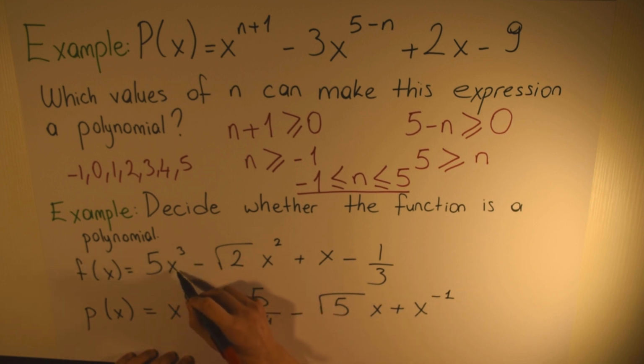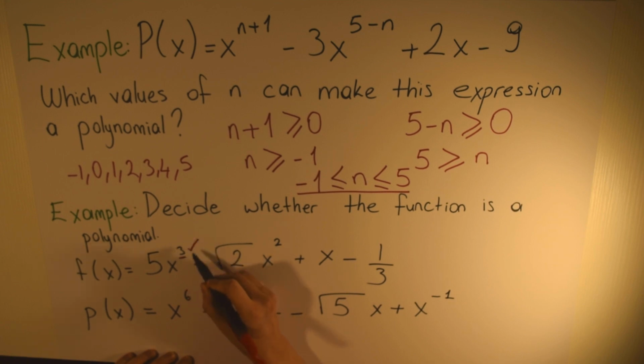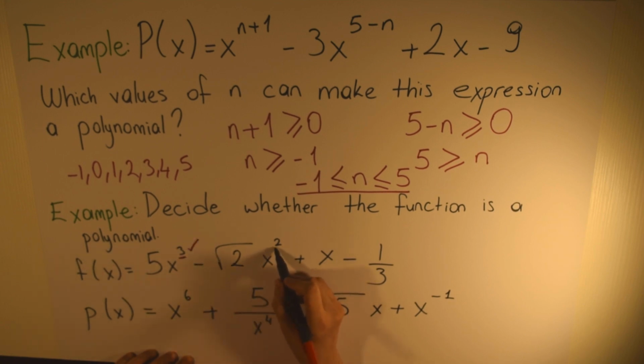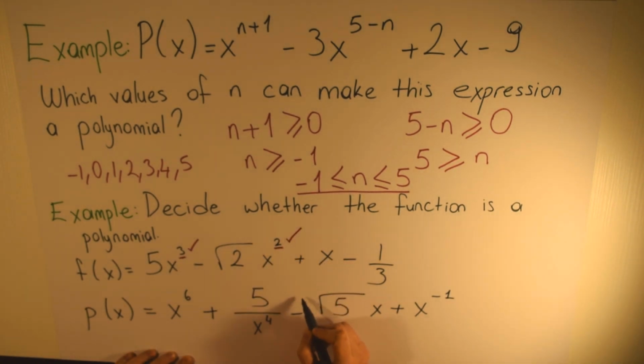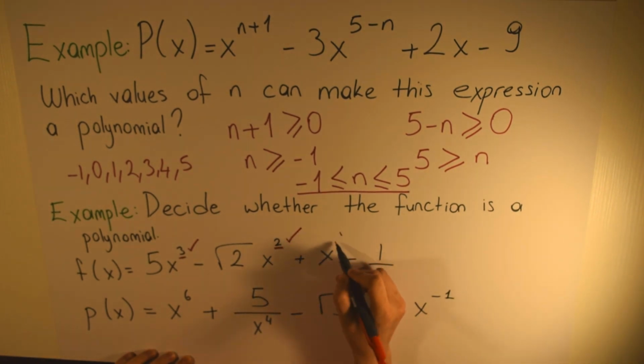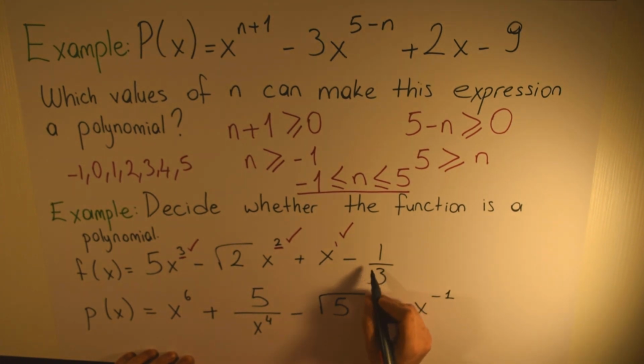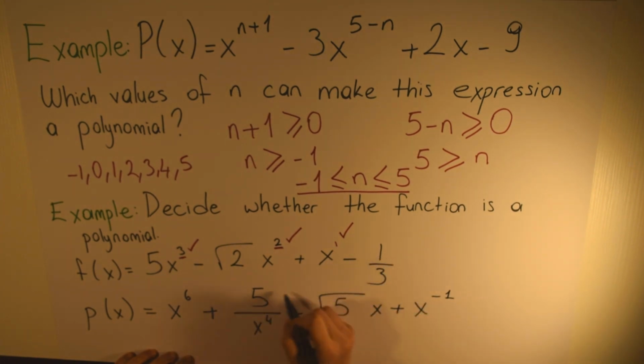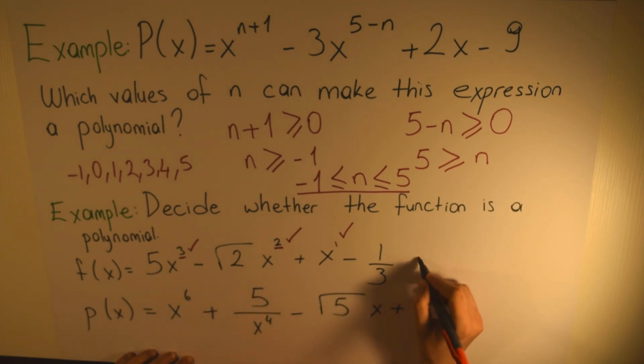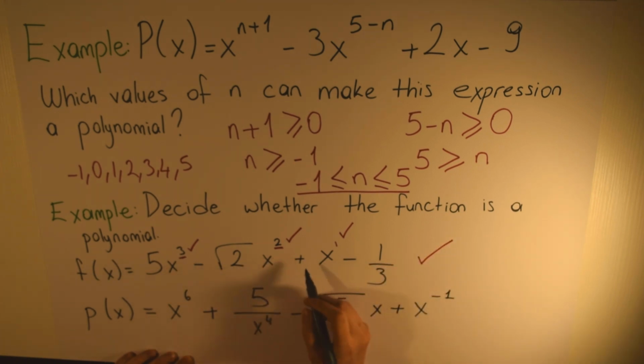We have here 5x to the power of 3. Okay, this is fine. We have here square root of 2, x to the power of 2. This is also fine. We have here x. This is also fine. And we have here 1 over 3. This is our constant term. So we can say that this function is a polynomial since their exponents are greater than or equal to 0.